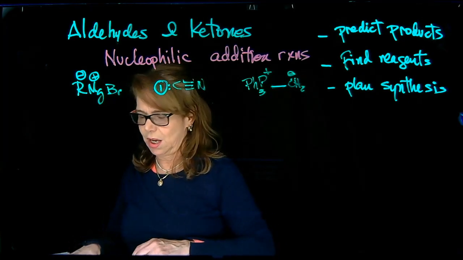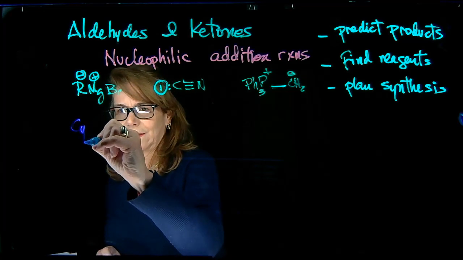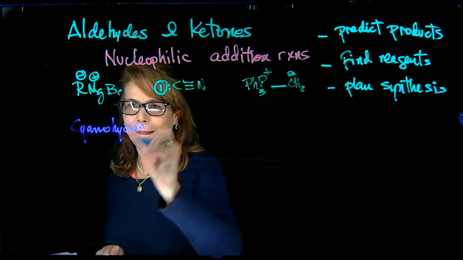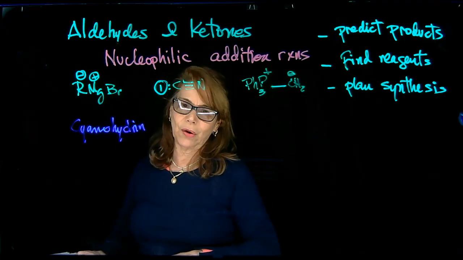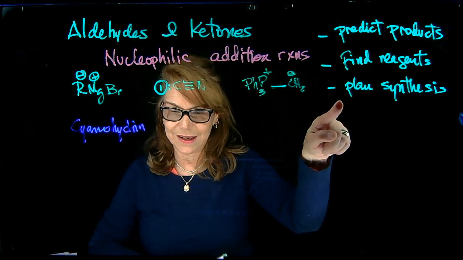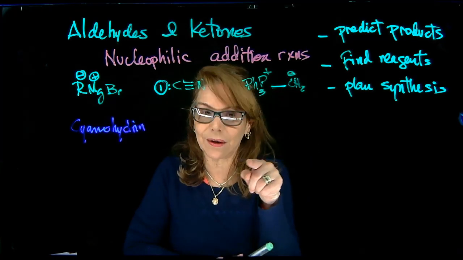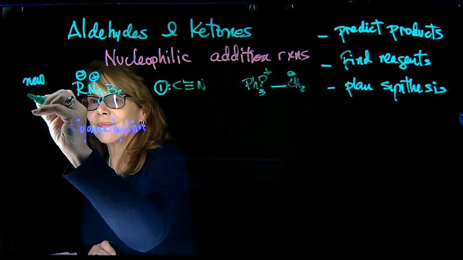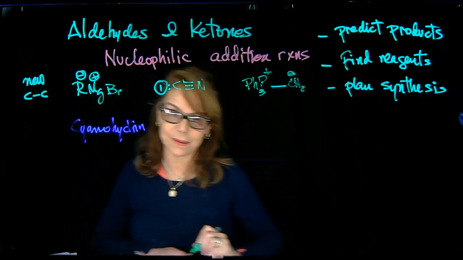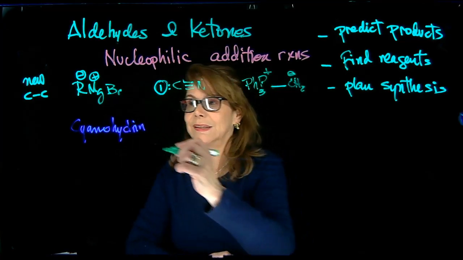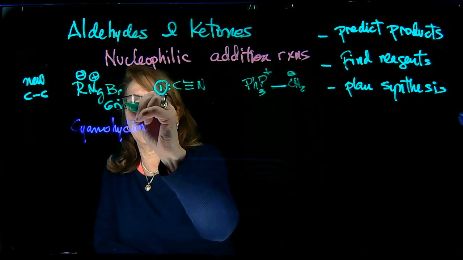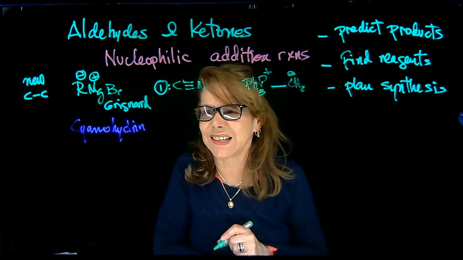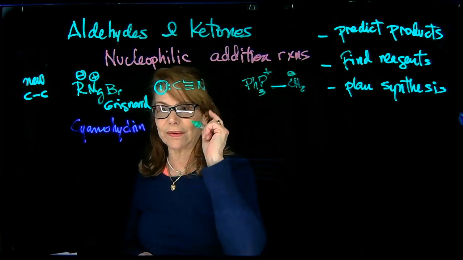The product is called a cyanohydrin. All of these nucleophiles attack with a carbon with a negative charge, and they form new carbon-carbon bonds. In fact, Grignard is a famous reagent, and Grignard, the chemist, won a Nobel Prize for that. Now let's talk about cyanohydrin formation.